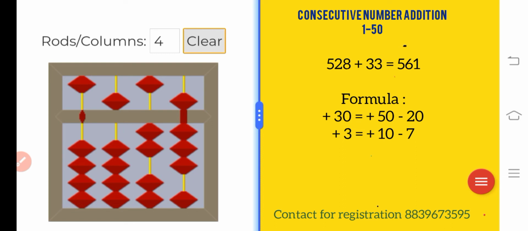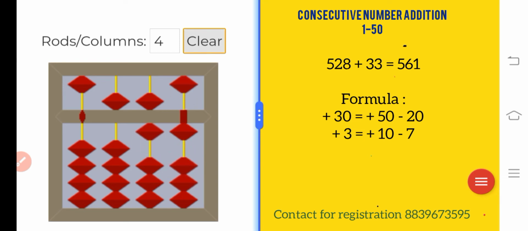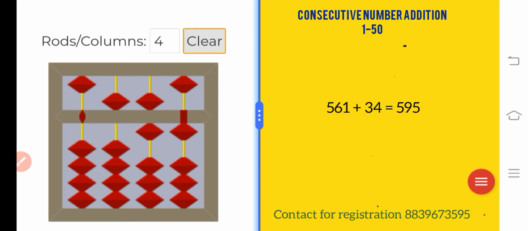Now we will add 33. So first plus 50 minus 20, and for 3 we will do plus 10 minus 7. For 34, this is 30 and this is 4, that is plus 5 minus 1.